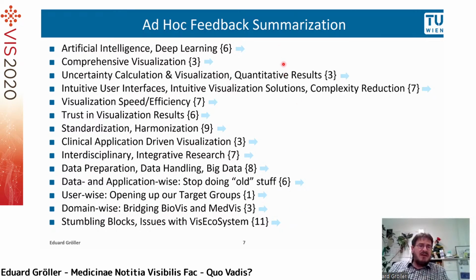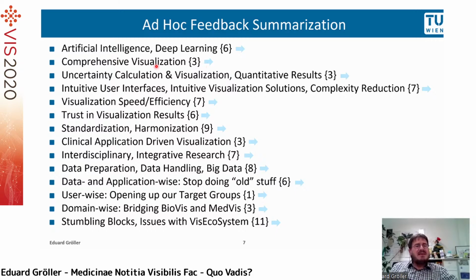So in the brackets, I'm giving the number of people that mentioned this topic, but this is not very strict. The first thing is about artificial intelligence, deep learning. Naturally, Anna was talking about that. I'm not going into detail here. It's about the black box, for example. It's about the bias that can be introduced.